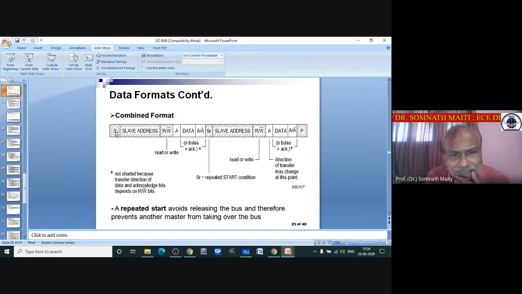So this is another view of the same thing. Start, slave address, read/write, acknowledgement, data, acknowledgement, then repeat start condition and slave address. This is the format of data transfer. A repeat start avoids releasing the bus and therefore prevents another master from taking over the bus. Here anyone can be master, so any slave can become a master. That's why if you want to transmit continuously, you have to issue a repeat start condition.